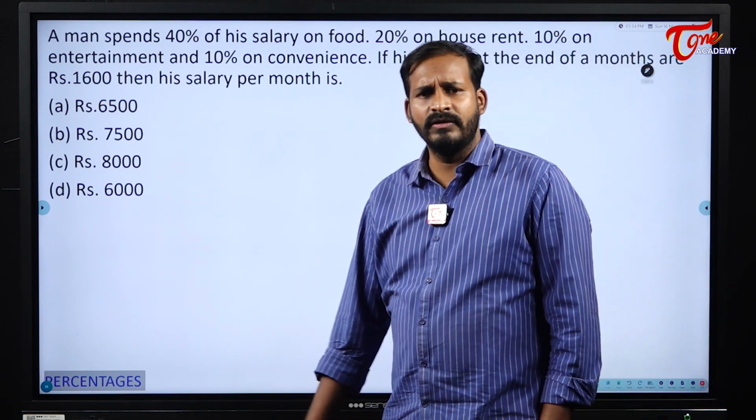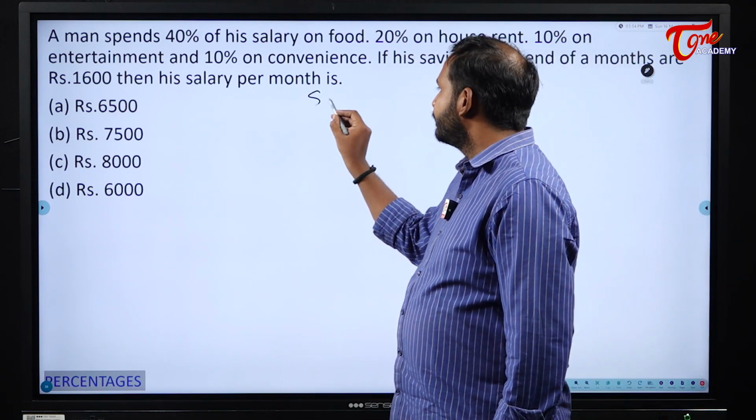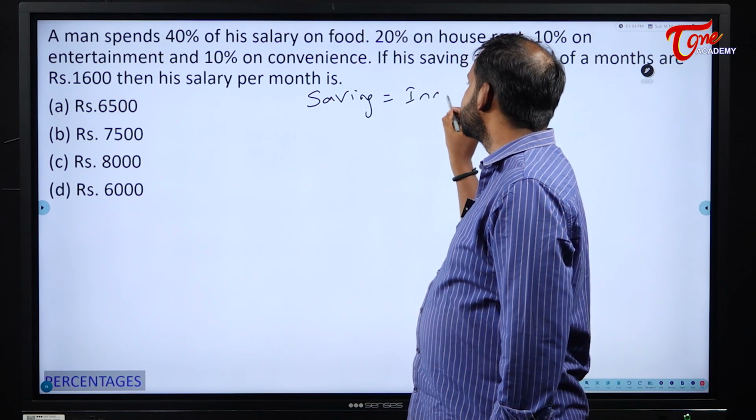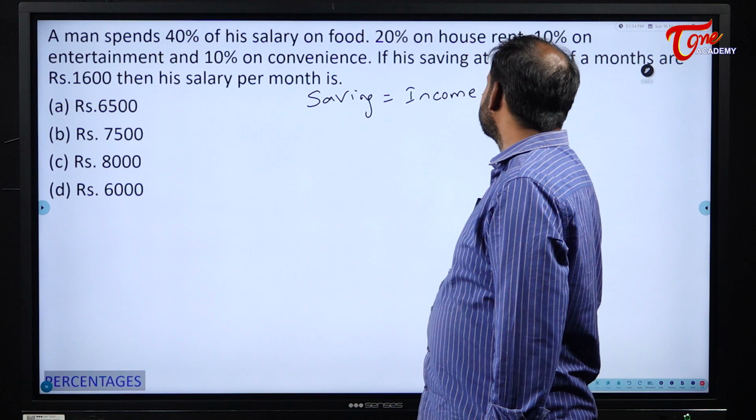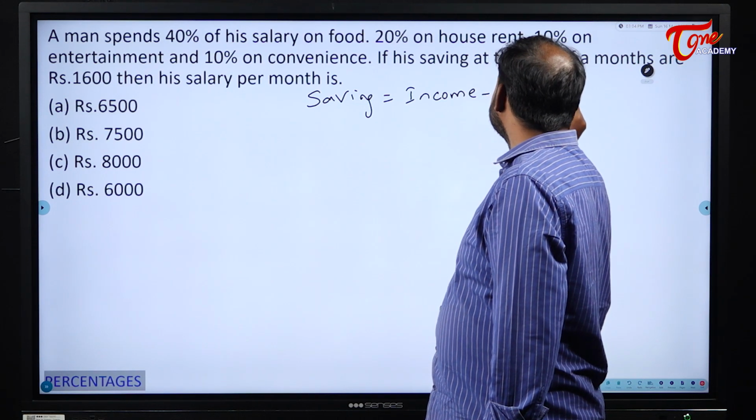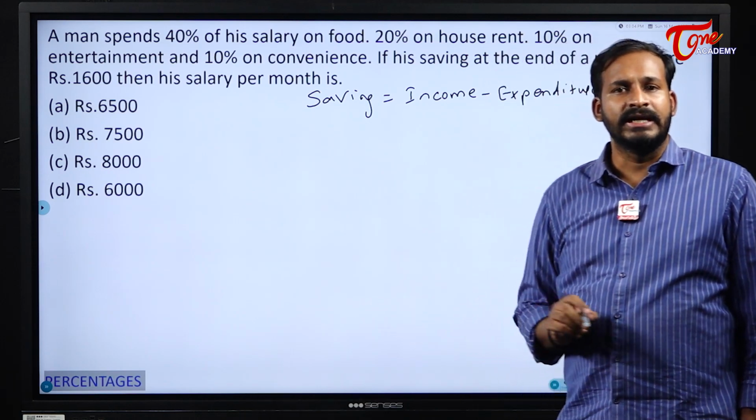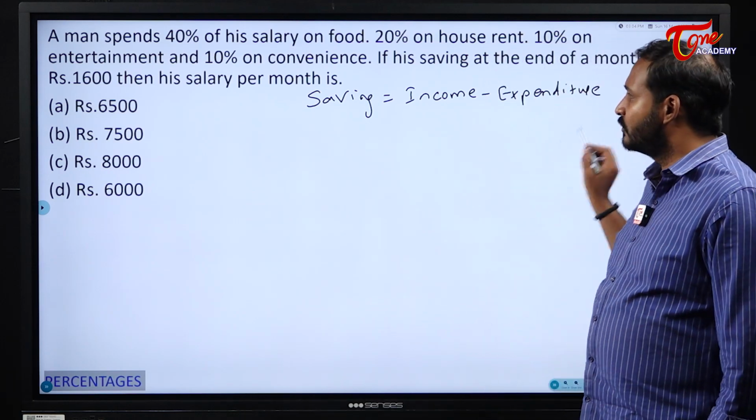See, usually how will we find our savings? How will we write the formula for savings? Income minus expenditure. This is the procedure to write our savings. Savings is nothing but income minus expenditure.